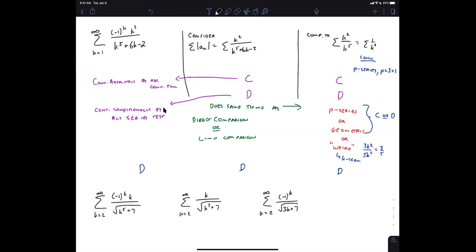If it were alternating, it would converge conditionally, but this one's not alternating. So this diverges by one of the comparison tests. This one converges absolutely by the absolute convergence theorem. And then this one is going to converge conditionally. And we're going to start working that problem.